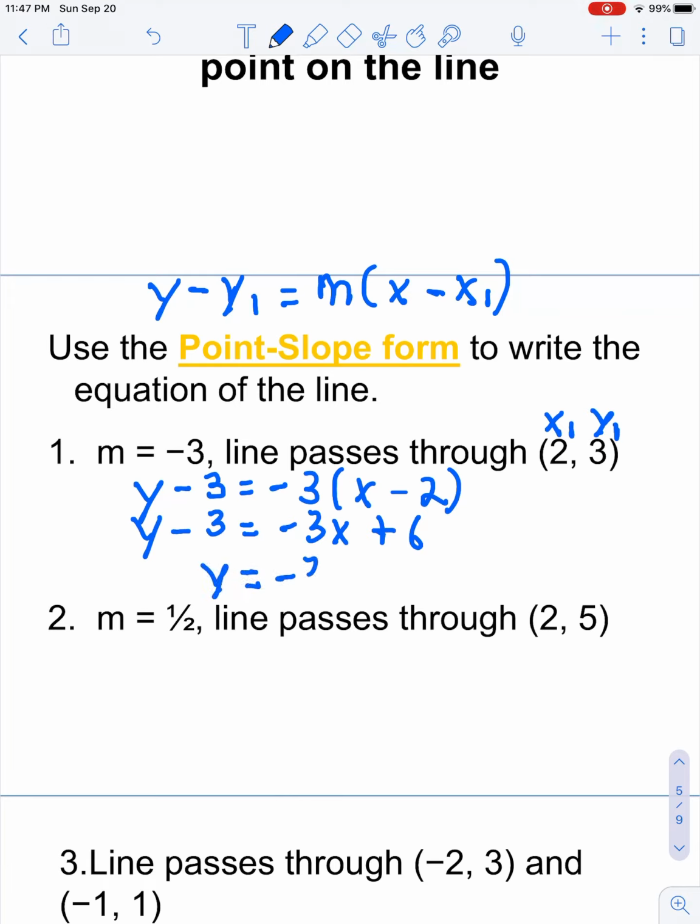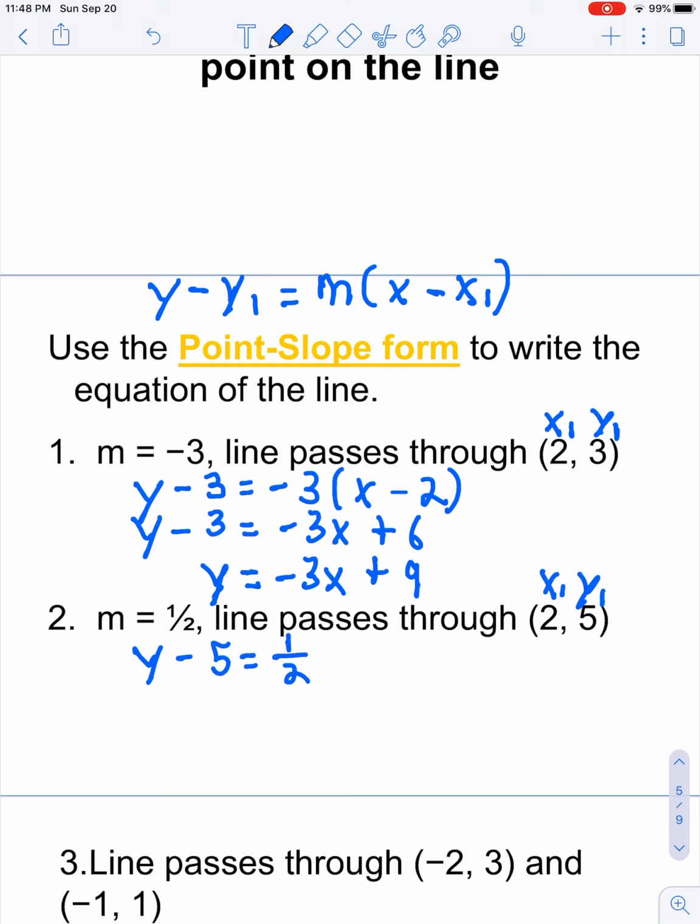How about the next one? This time we know our slope value is 1/2 and our line passes through (2, 5). So I'm going to say y minus the y-coordinate of 5 equals the slope value of 1/2 times the quantity x minus the given x-coordinate, which is 2. So I have y minus 5 equals 1/2 x minus 1, since 1/2 times -2 is -1.